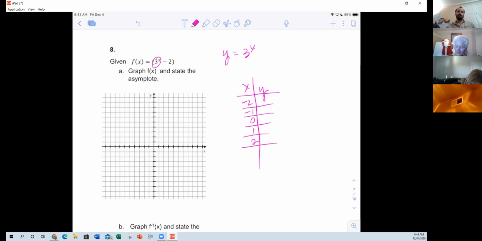So 3 to the negative second would be 1/9. 3 to the negative first would be 1/3. 3 to the 0, anything to the 0 power is 1. 3 to the first power is 3. And 3 to the second power is 9. So I'm going to go ahead and graph this. -2, 9. Tiny, tiny, -1, tiny, tiny. Remember that all exponential functions, if they haven't been transformed, go through 0, 1.